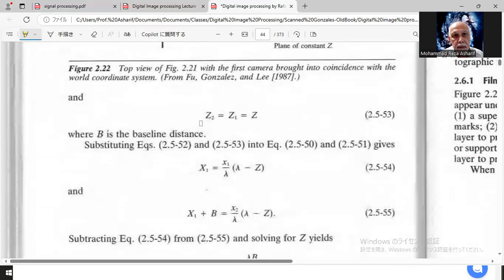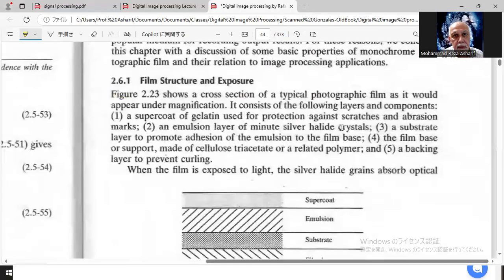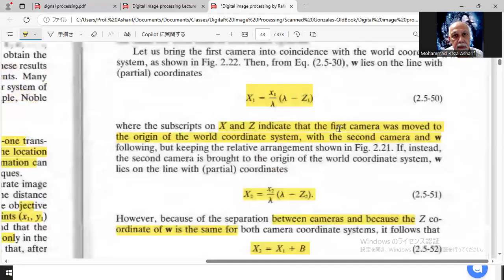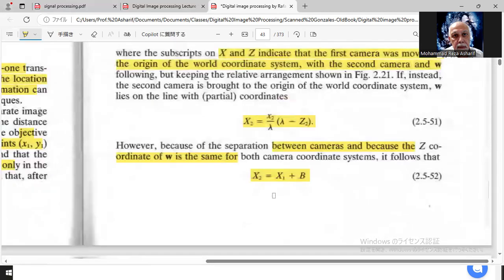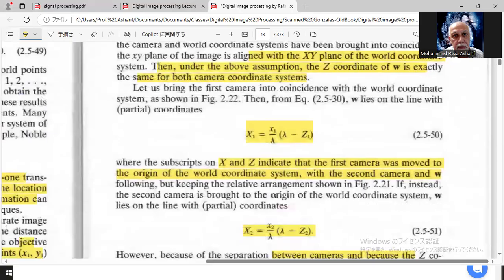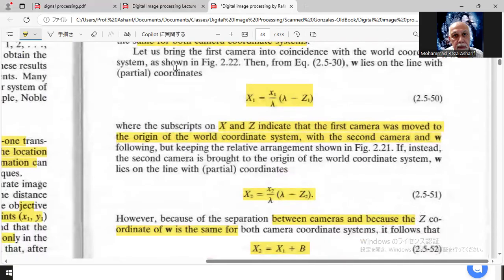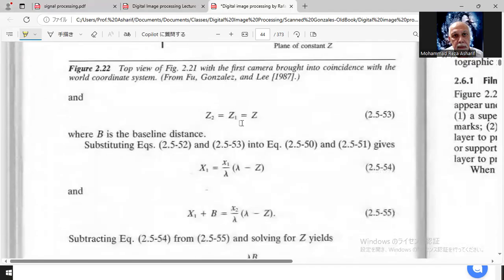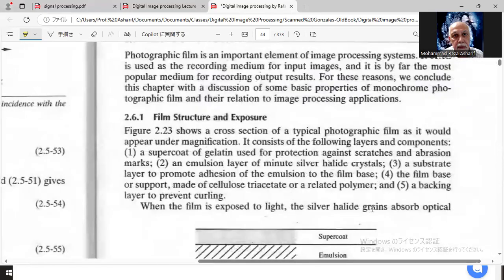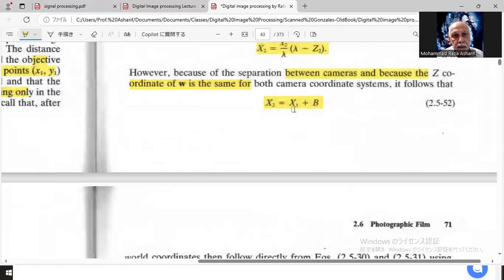And so we have the formula. One is, as I told you before, this one and this one. This is in this figure, 2.22, which is this one, this one. So Z2 equals Z1 is Z, and the other one is X2. The baseline is just the difference, as I told you, this one is important. X2 is X1 plus B.